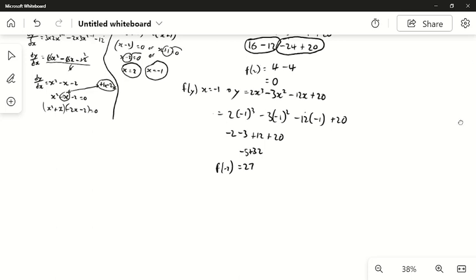So I guess we've gotten that. When x is 2, the coordinate is 2 comma 0, and when x is minus 1, it is minus 1 comma 27. So these are the coordinates of the points, the points that show it is parallel.